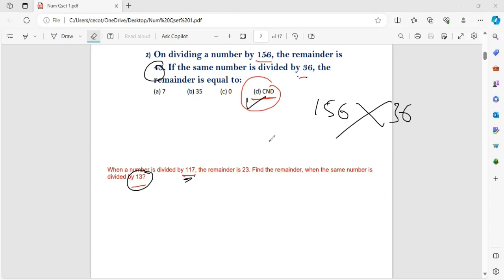Why? Because if I assume the quotient to be 1, I will get one type of remainder. If you assume the quotient as 2, 3, etc., you'll get different remainders. But in the earlier case, irrespective of whatever the quotient is, the remainder will be the same in each case. Why? Because these two are related. Clear? Yeah, very basic thing. So the answer for question number 2 is cannot be determined. Let's move on to the next one.